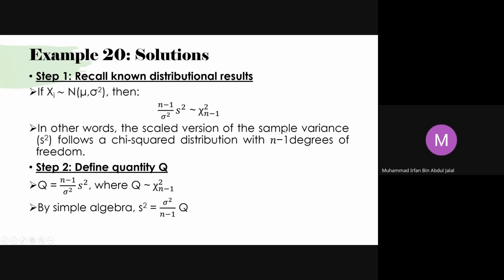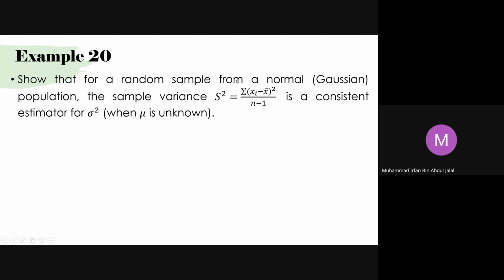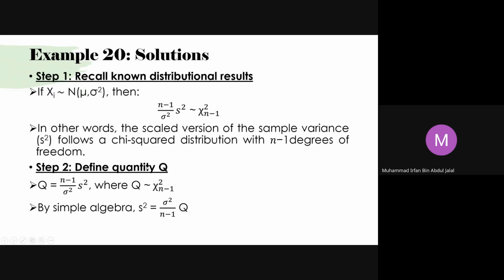In other words, the scaled version of the sample variance S squared follows a chi-square distribution with n minus 1 degrees of freedom. So it is a well-known distributional result, which is, I think, Dr. Nasir has covered previously. So untuk kita show that this form is a consistent estimator for the population variance here, we need to define a quantity Q.